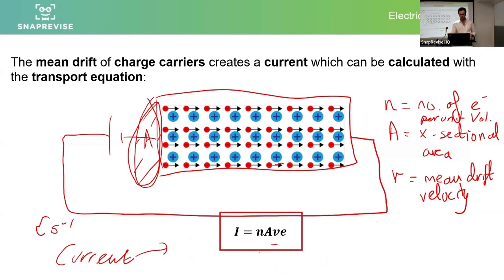Doesn't necessarily come up often, but from time to time. It's also on your formula sheet. So you don't necessarily need to commit it to memory, but you do need to be familiar with what each symbol means. They won't tell you that on your formula sheet. V is the mean drift velocity. N, remember, is the number of electrons per unit volume.